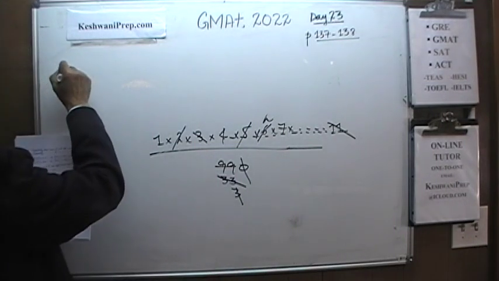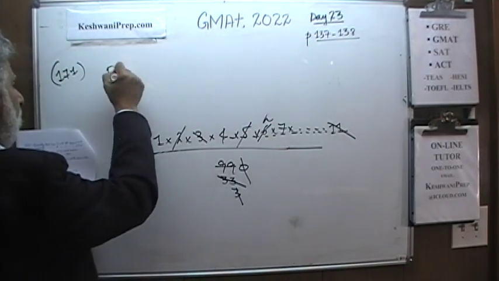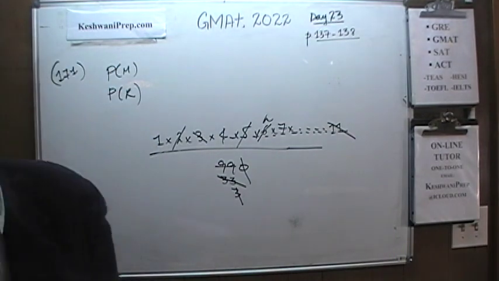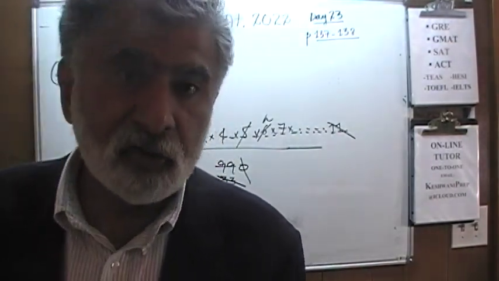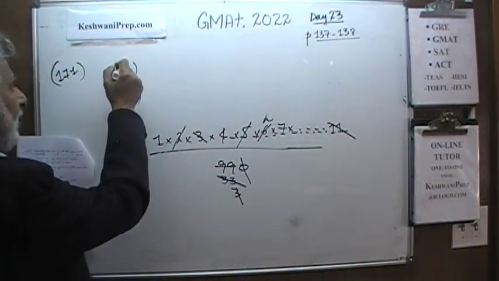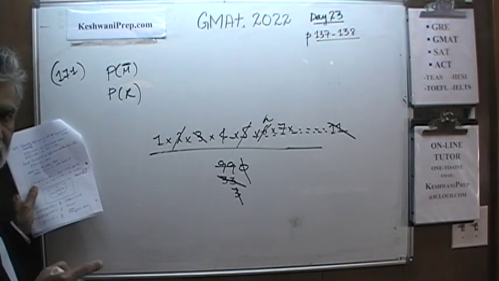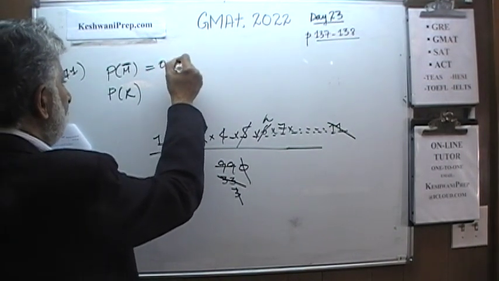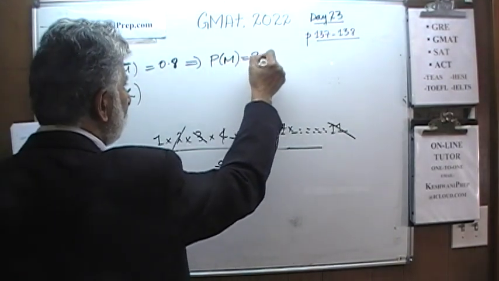In 171, we are told that we have two events, event M and event R. But they're not giving us the odds of these events happening. Rather, we are given the odds of these events not happening. And this is how we show it. The probability that M will not happen, we put a bar on top of it to indicate that it's the probability of something not happening. We are told the probability that M will not happen is 0.8, which in turn implies that the probability that M will happen is 20%.